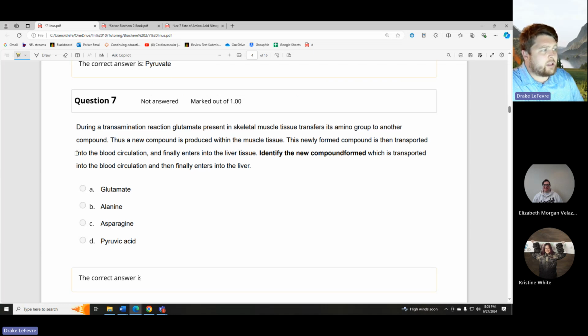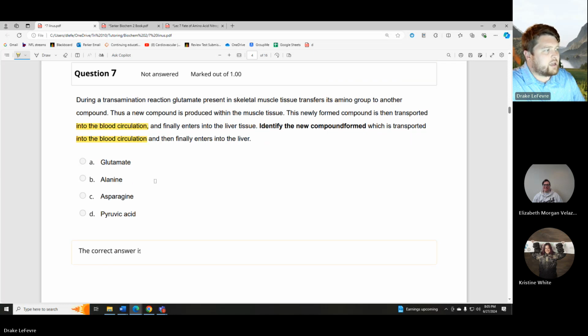That newly formed alanine is what's traveling in the blood and finally enters the liver tissue. Identify the new compound formed, which is transported into the blood circulation. So a lot of words, but which one is in the blood circulation? Our alanine is in the blood circulation.